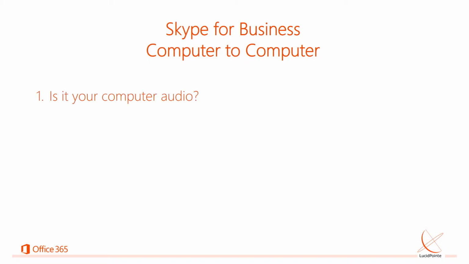The first question was, is it your computer audio? And the answer is yes, it is. When you're doing computer to computer, it is the built-in audio functionality in your computer that's being used. And so yes, it's going out over the internet, out of your internet lines, and that's where the communication is coming from. The next question was, do you use a phone or a headset? That was a great question because you use a headset for this. You don't necessarily use a phone device that's plugged in for computer to computer.